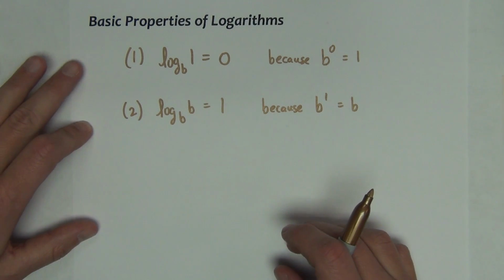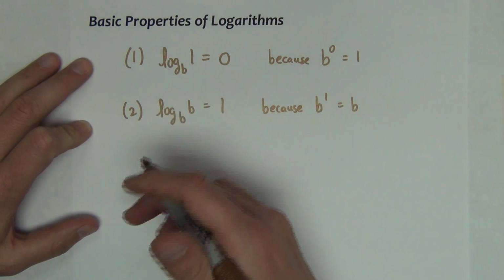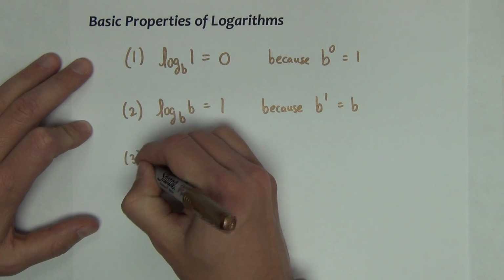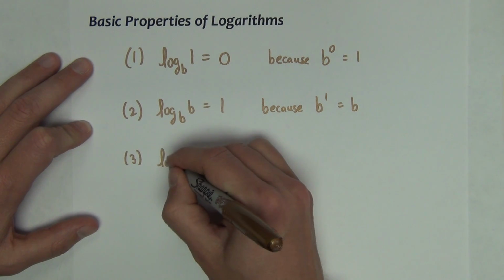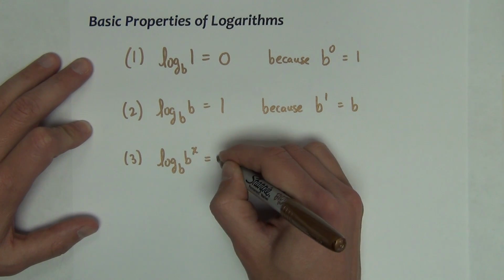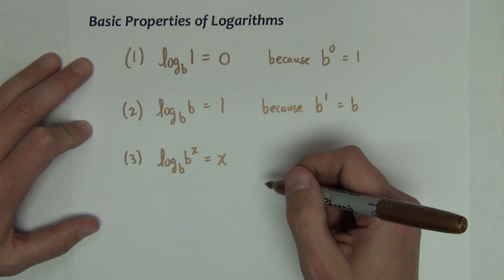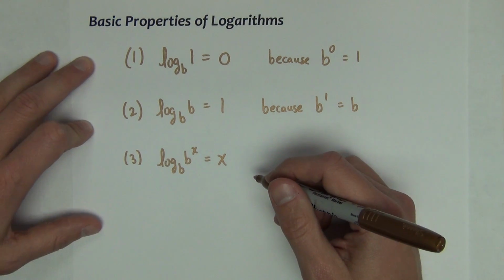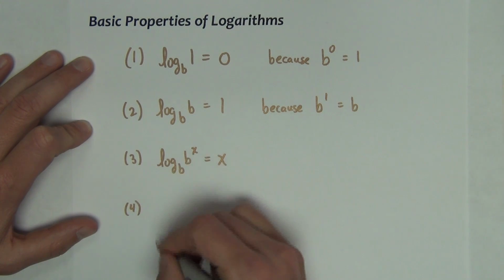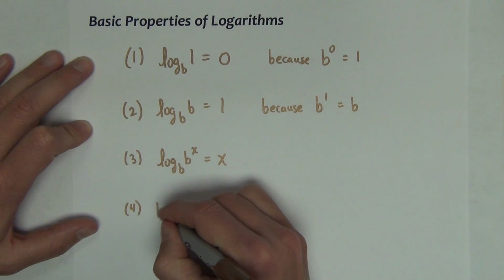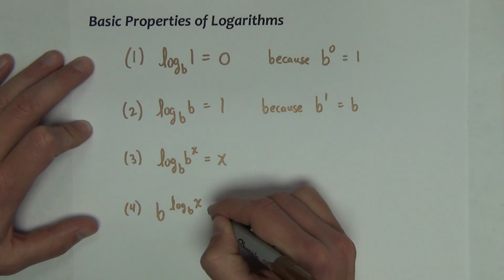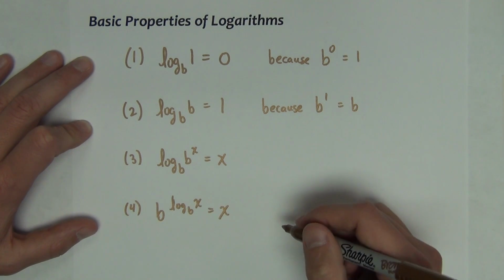Okay, another property, actually I'm going to give you 2 more. These stem from the fact that exponential and log functions are inverses of each other. So this one here, log base b of b raised to the x is just x. And the last one, let's see, we'll write it like this. b raised to the log base b of x equals x.